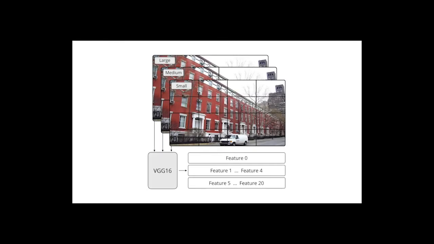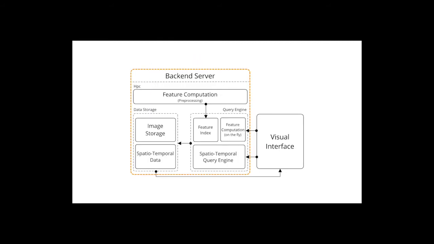We use the output from a convolutional neural network to represent the features of the images. To overcome the resulting size of the feature data, we use an LSH-based index that reduces the size of the feature data and significantly speeds up image similarity queries.